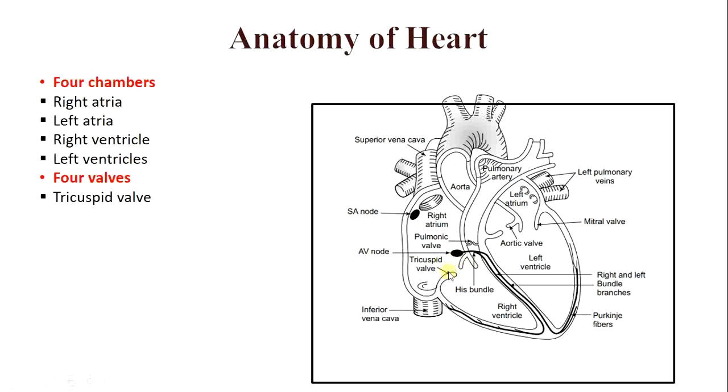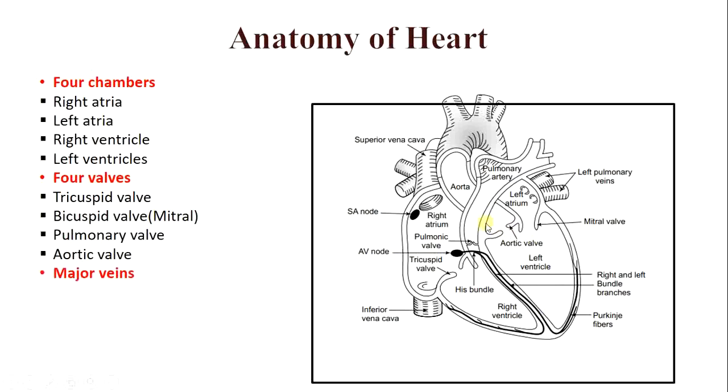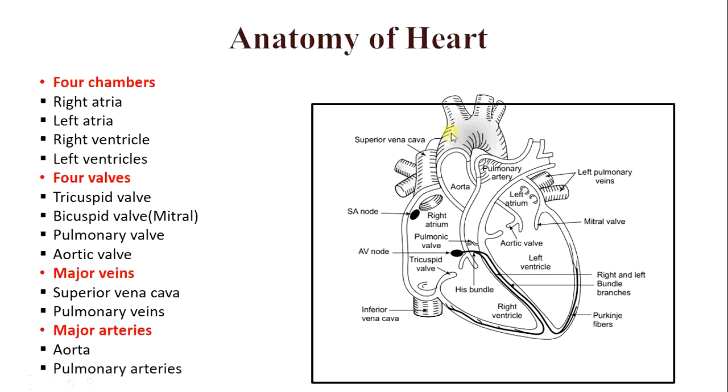First is the tricuspid wall that you can see over here, bicuspid wall, pulmonary wall and the aortic wall. So such 4 walls are present in the human heart. Major veins are the superior vena cava, inferior vena cava and the pulmonary veins. Major arteries are the aorta, this is the aorta, and the pulmonary arteries.